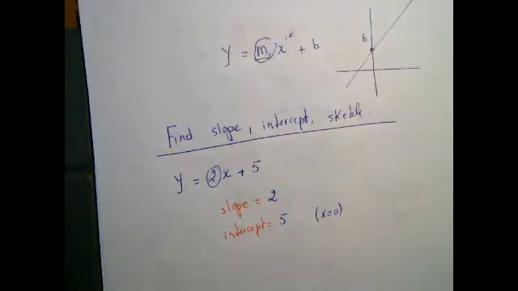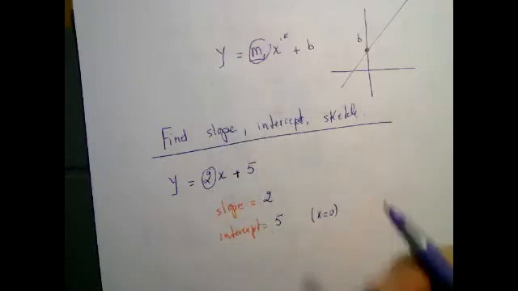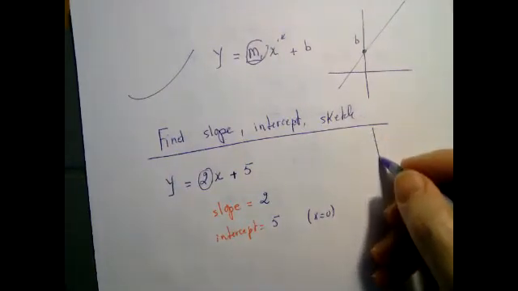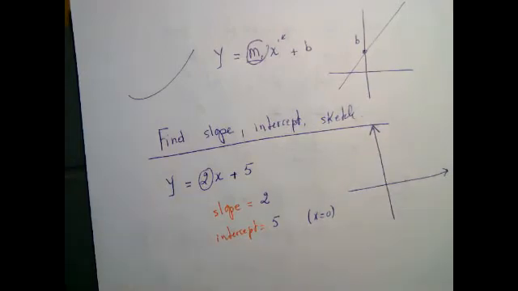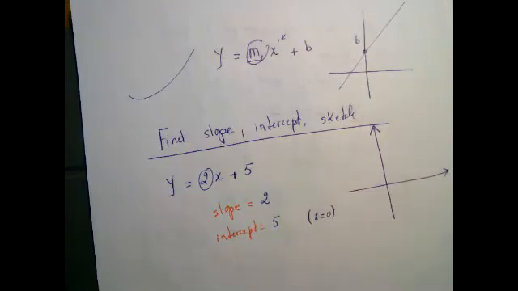How do you sketch a line? Once you recognize it's mx plus b, the graph has to be a line. It means it doesn't curve. So how would you sketch a line? Mark the y-intercept at (0, 5), and then just use the slope 2, up 2. Absolutely correct. We can do it two ways.